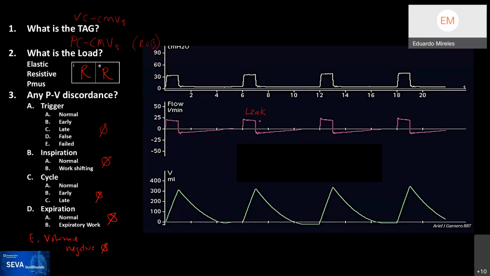You can't determine the load because the flow waveform is being dominated by the leak. So you don't know what's happening. You don't know what the flow is going into the respiratory system. What you're seeing is flow going into a parallel system of an RC and an R. So that flow waveform tells you nothing.